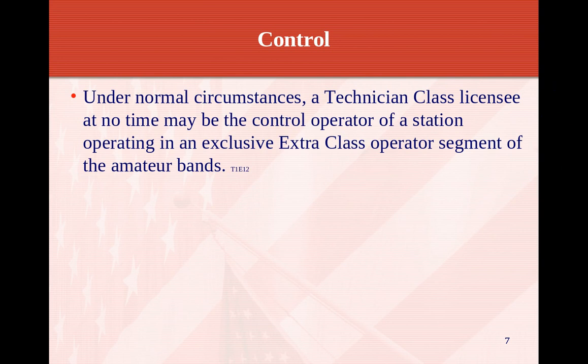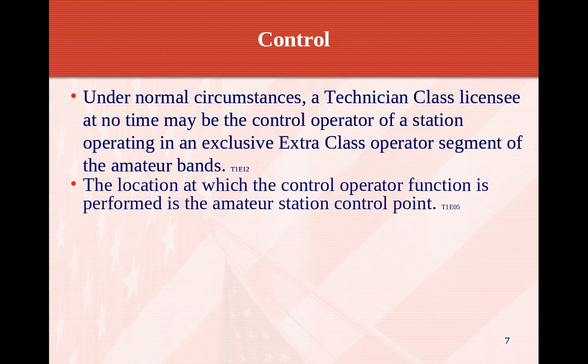Under normal circumstances, a technician class licensee at no time may be the control operator of a station operating in an exclusive extra class operator segment of the amateur bands. So if you're a technician, you got to stay on your privileges. The privileges are there for separation, and the extra class sections get really close to the CW bands, and it's meant there as a little bit of a buffer for inexperienced technicians.